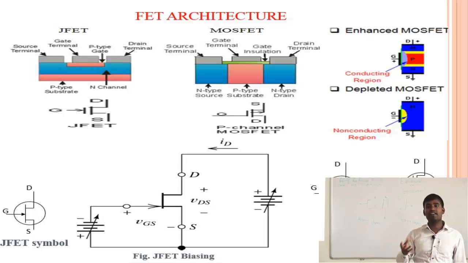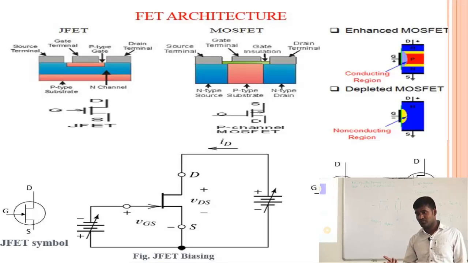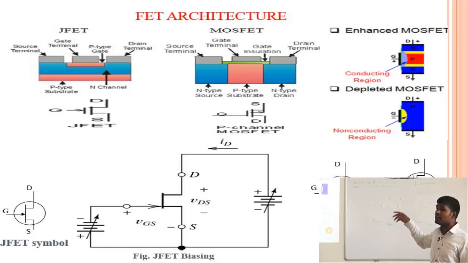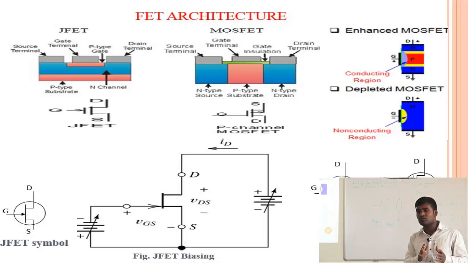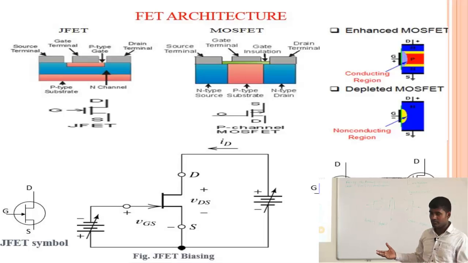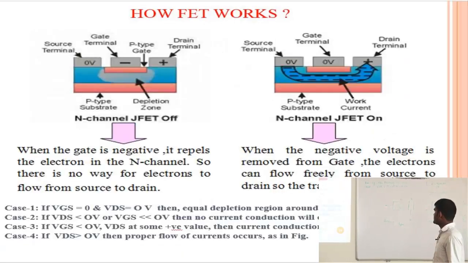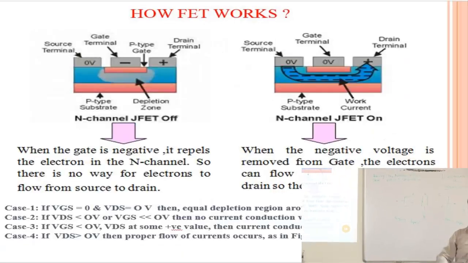From the output characteristic you will get FET working just like a switch. Similar to BJT, if you give some current, resistance value, it will give at the output side a more signal, converting a weak signal to a strong signal. That is amplification.